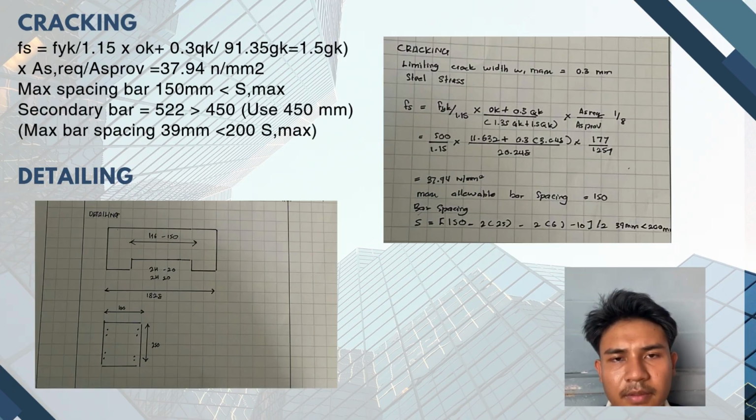So for the max spacing, bar 150 millimeter is less than S max. For the secondary bar, 522 is greater than 450, so we use the 450 millimeter. Lastly, for the max bar spacing is 29 millimeters. So the 29 millimeters is less than 200 S max.